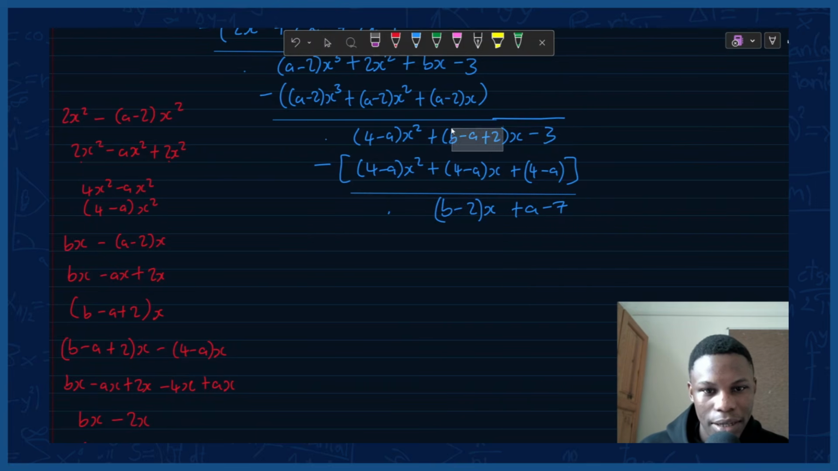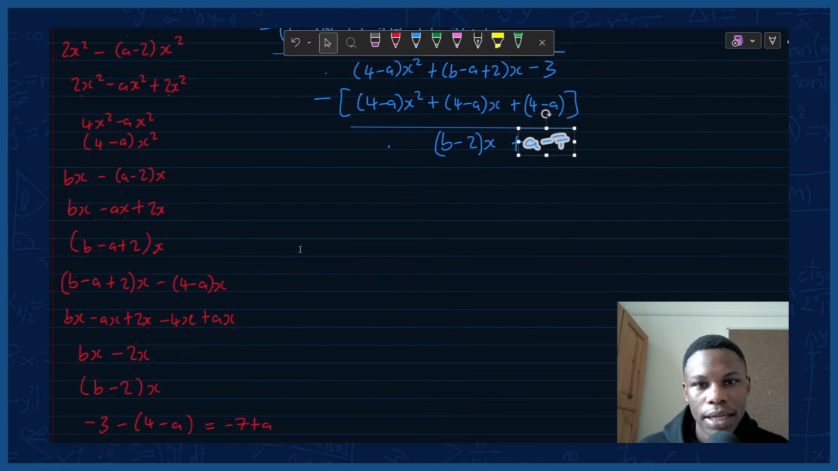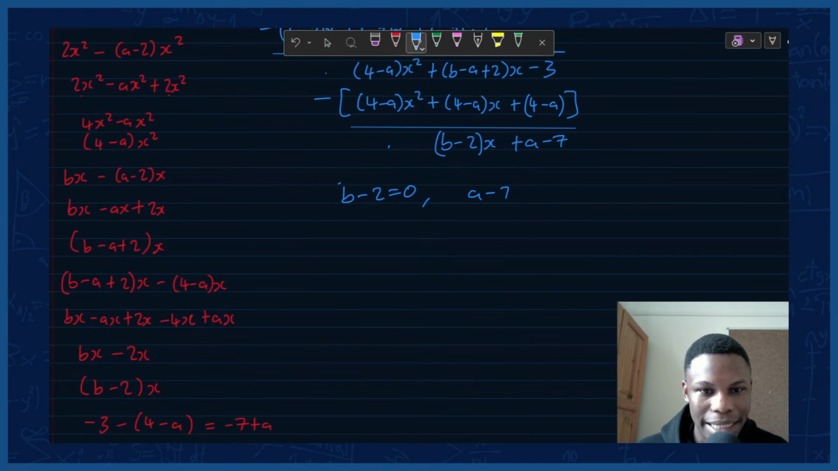And so as a result, this minus this had to be 0, so that we have a 0 there, and then this minus this had to be 0, so that we have a 0 there. So that means b minus 2 has to be 0, and a minus 7 has to be 0, so that this remainder here is 0, because we're dividing by a factor. And so as such, we have that b is 2 and a is 7. And that's the final answer.